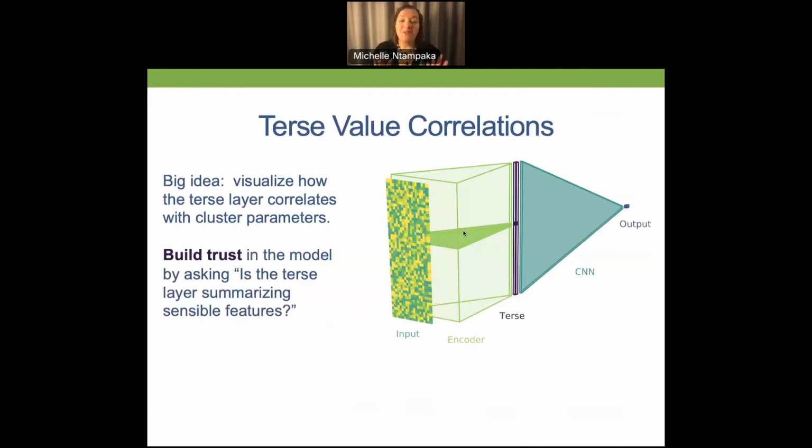Let's summarize here quickly. The terse value correlations: we visualized how the terse layer correlated with cluster parameters, and that helped us to build trust in the model. We were asking, is the terse layer summarizing sensible features? We found in one case it was, but in a second case, it was not. It was cheating and had identified a sim artifact and was using that.